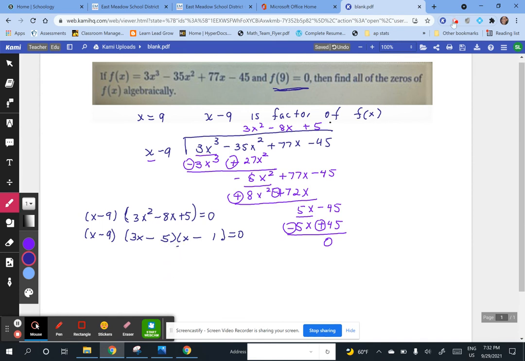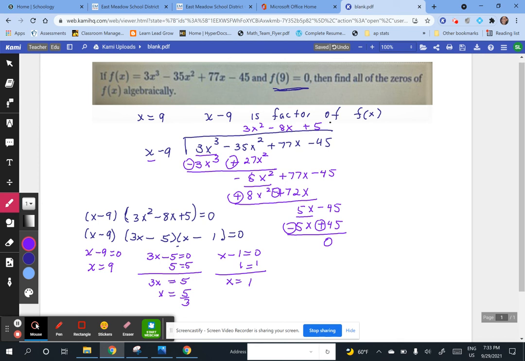And now we're up to the final piece where we set each factor equal to 0 and we solve for x. We get x equals 9 as one of the solutions. Now I'm going to add 5 to both sides for that second factor. We get 3x is equal to 5. Divide both sides by 3, and you get x is equal to 5/3. And finally, I add 1 to both sides for that third factor, and I get x equals 1.